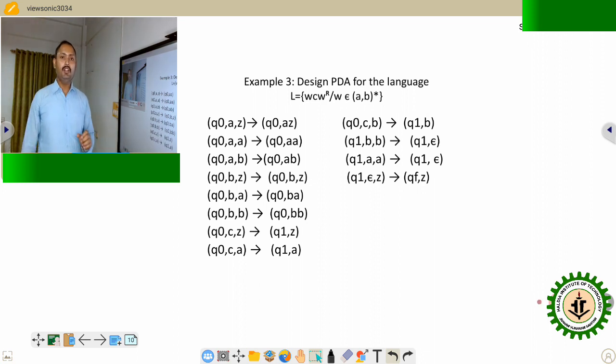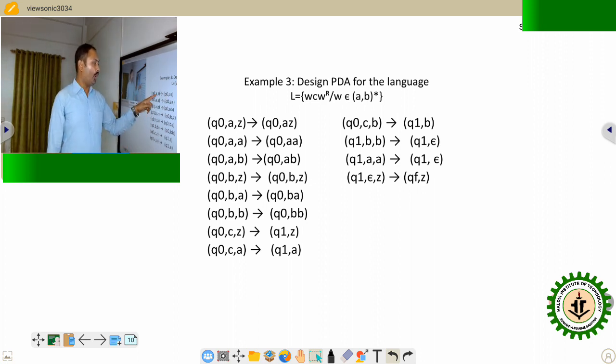Say the string starts with A. So we have to apply this transition. The top of the stack is Z and the input symbol is A. So we can easily add A over Z. Now again we have to add another A. So the input symbol is A, top of the stack is A, so we can easily add it.